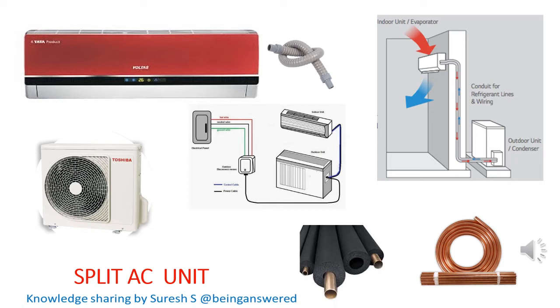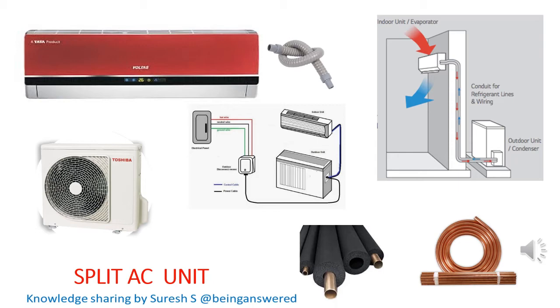So the maximum distance between indoor unit to outdoor unit can be only 14 meter. The refrigerant will be able to supply only up to this distance in this split AC system. This is the only disadvantage in the split unit system. Beyond 14 meter, the efficiency of the unit will drastically reduce.